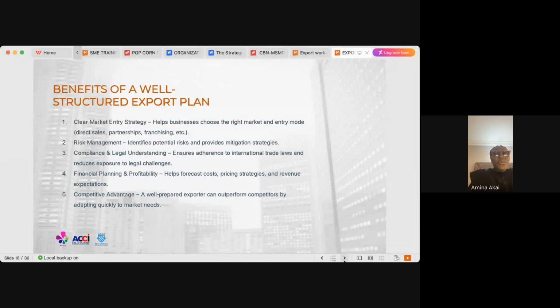Financial planning helps you forecast the costs and the pricing. You know that prices of goods, say in Nigeria, there are certain goods that are cheap now between this first quarter of the year before the rains. You make plans, you buy more, whilst during the rainy season they're expensive. You know that you have enough stock of raw materials. Then competitive advantage, it gives you a well-prepared competitive advantage over other competitors in the market.